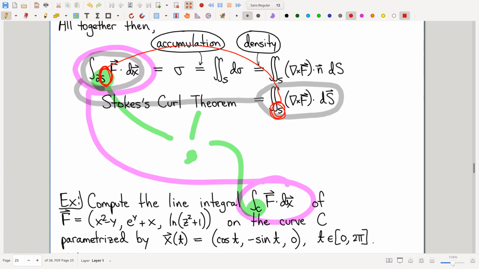And so just to put it really bluntly, if this curve here isn't a boundary of a surface, then there's no surface over which to even talk about this flux integral. So again, it's not that these two integrals are different, right? If this is not a boundary, it's that there is no second integral at all.